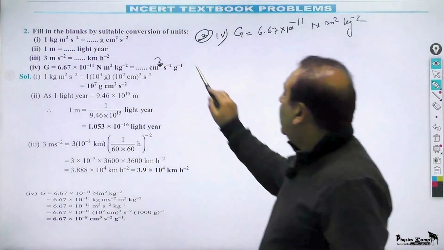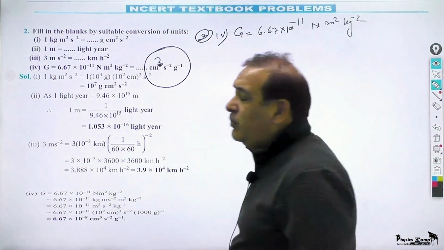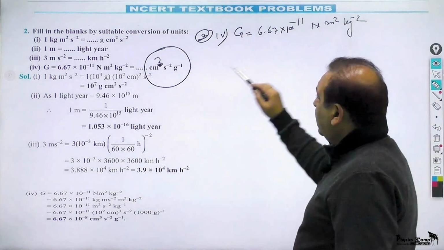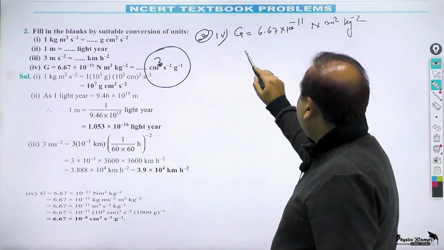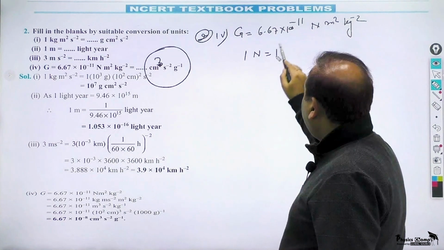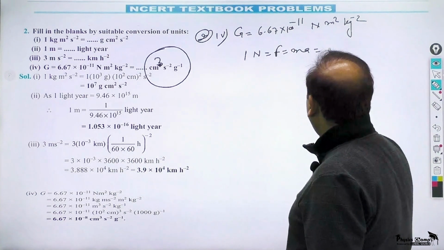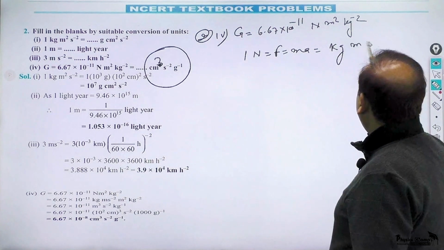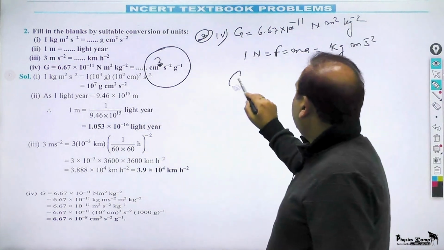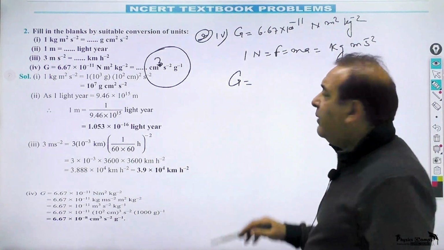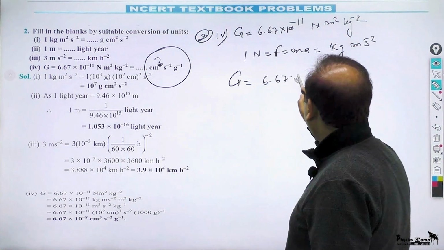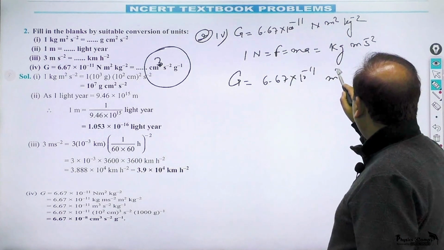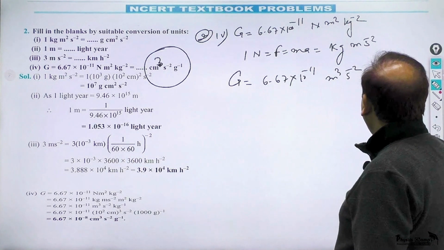We want to have its equivalent value in centimeter cube per second square gram minus 1, like that in CGS. How can we obtain this? So we can realize that 1 Newton, which is actually force, which is mass into acceleration, will have a unit in SI, kilogram meter per second square. If we put it here, the unit of universal gravitational constant in SI is 6.67 into 10 to the power minus 11. And there it is meter cube per second square into kilogram minus 1.